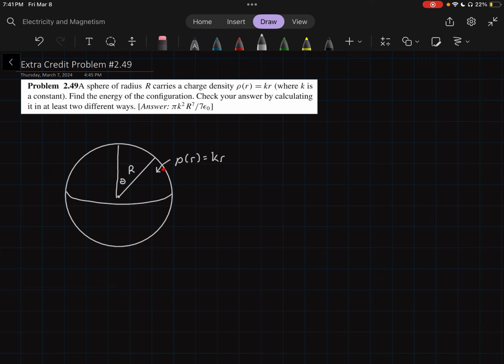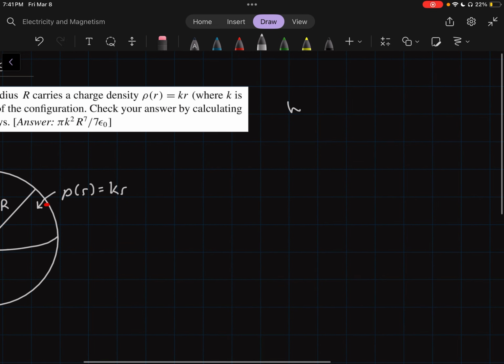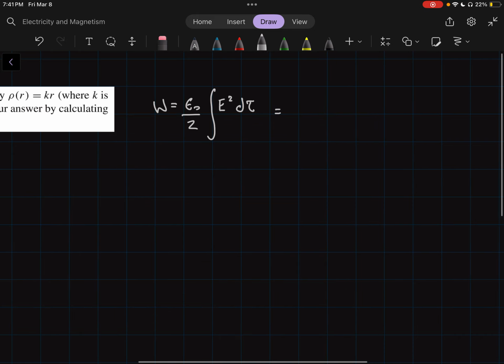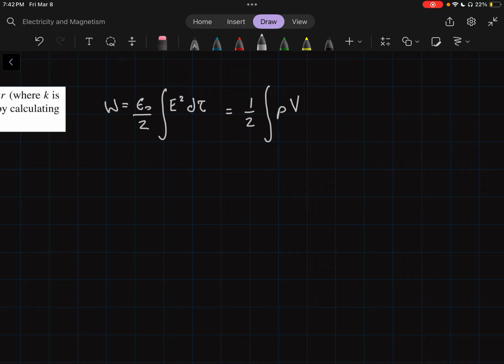So the book gives us two different equations to check this, but you just have to know that the energy of the configuration is equal to the work. So the first equation, we can say work is equal to epsilon naught over 2 times the volume integral of the magnitude of the electric field squared. The second one is 1/2 times the integral of the charge density times your potential d tau.